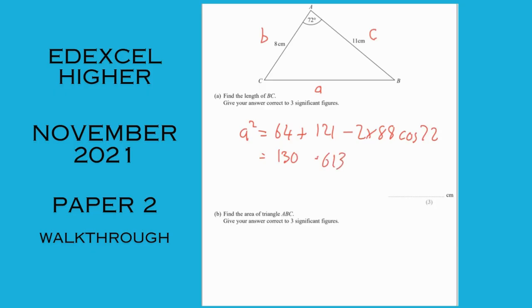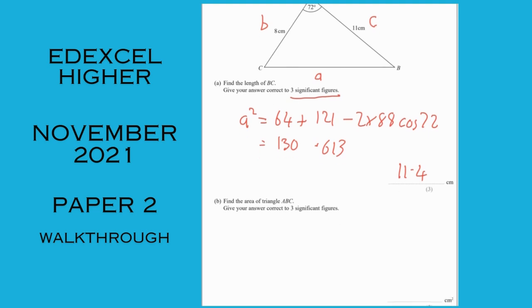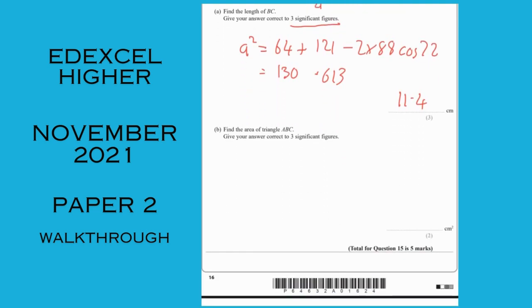Obviously that's too big for 8 because we haven't square rooted. 3 sig figs, 11.4. Part B, again, as bog standard as you can want. Formula for the area of a non-right angled triangle is a half times the sine of the angle multiplied by the sides either side. That's 41.846, or in other words, to 3 sig figs, 41.8.